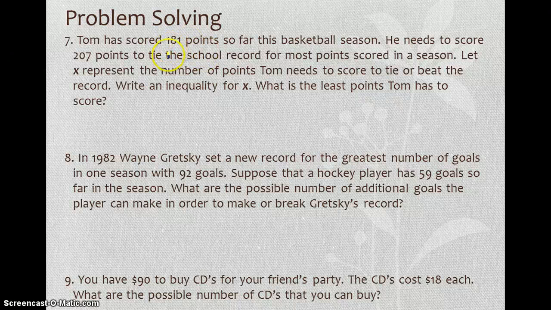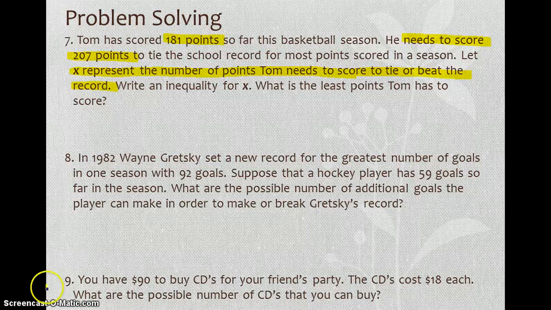So far I'm thinking about Tom, and he has 181 points so far, and he needs 207 points to tie the record. Okay, let x, this is important because you're telling me my variable, x represents the number of points Tom needs in order to tie or beat the record. Write an inequality for x. What is the least amount of points Tom has to score? So we're going to set this up and we're going to solve it also. So Tom has a certain amount of points.